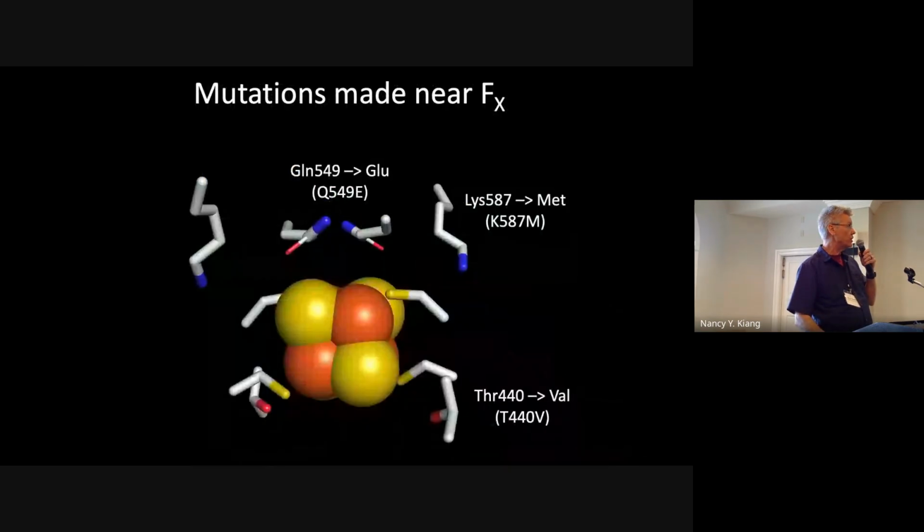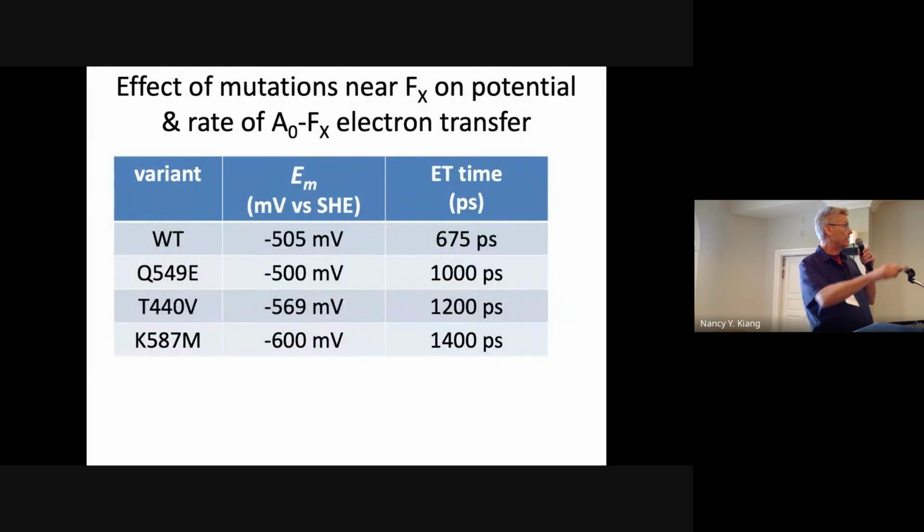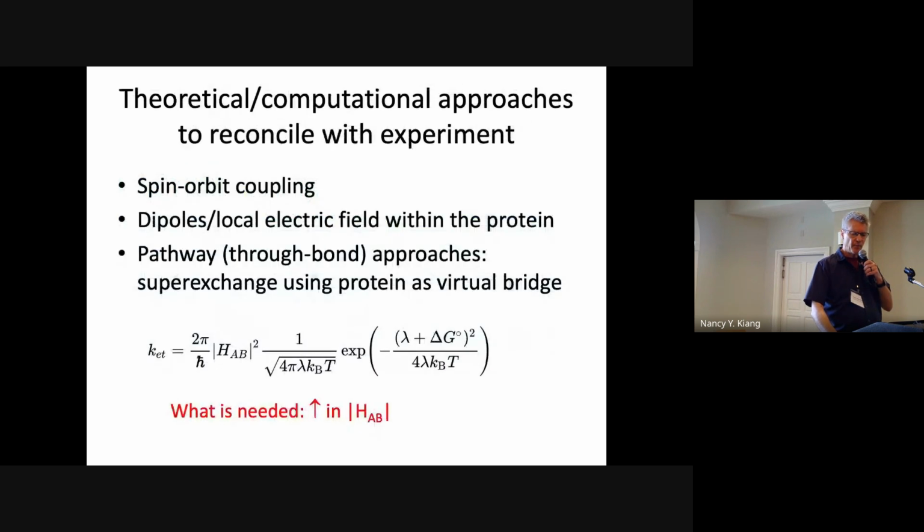We made mutations nearby of certain residues that can change the potential, and you do affect the rate. So if you mutate near FX, you affect the rate of electron leaving A0. So it is a direct electron transfer. But look at this. We shift the potential down 100 millivolts, and we only see a 2-fold effect on rate. And this mirrors what we've seen with other mutations. Very small effects. It's very robust.